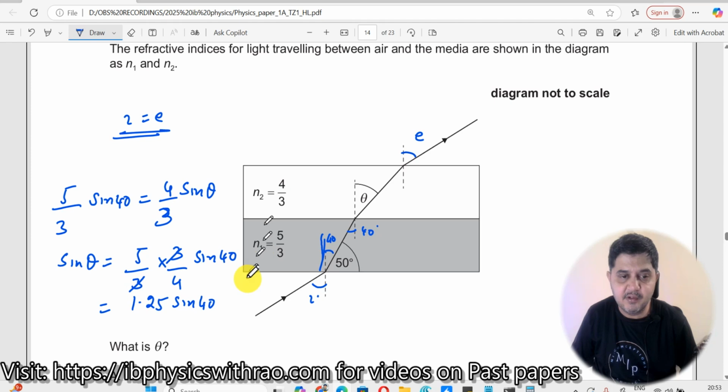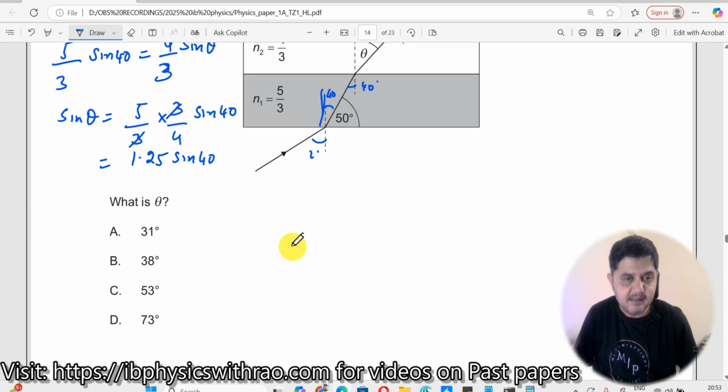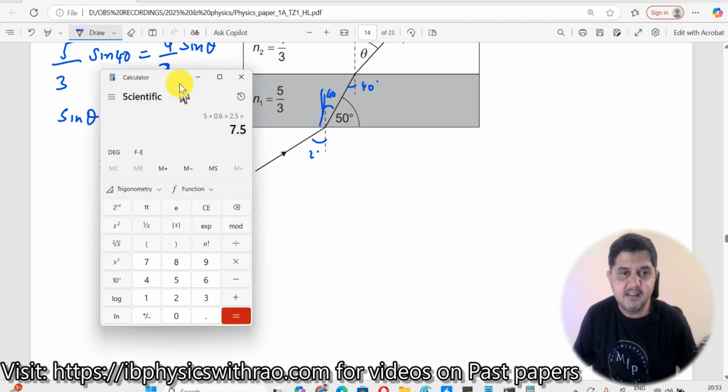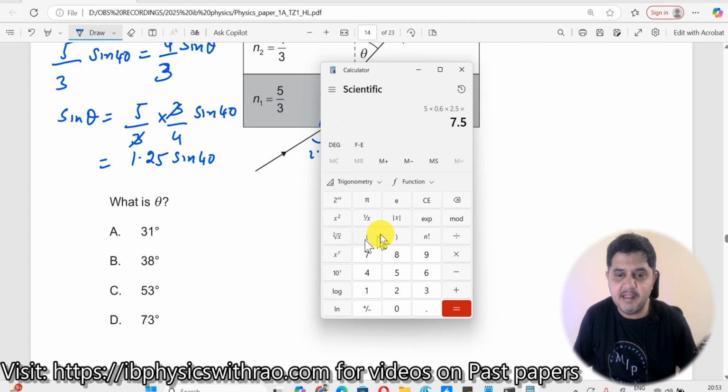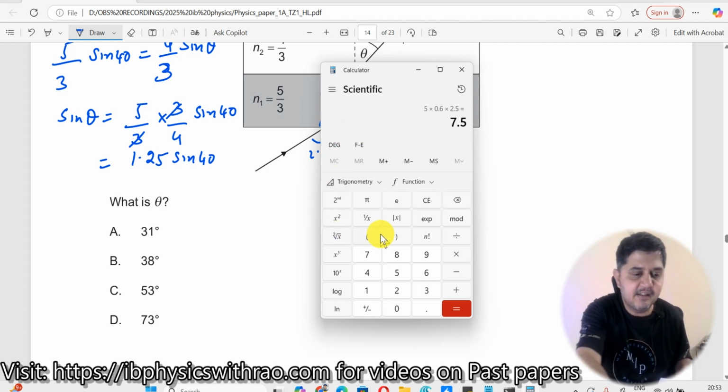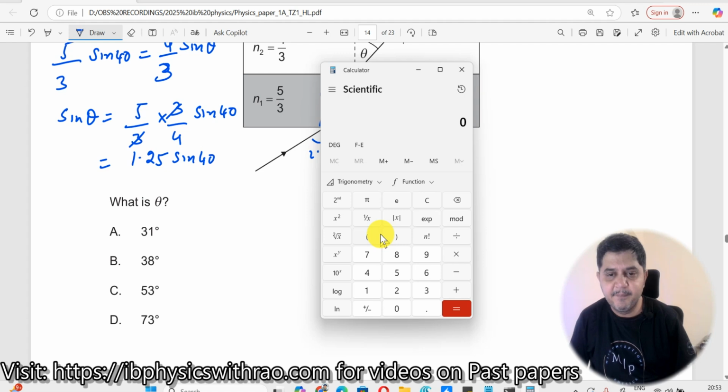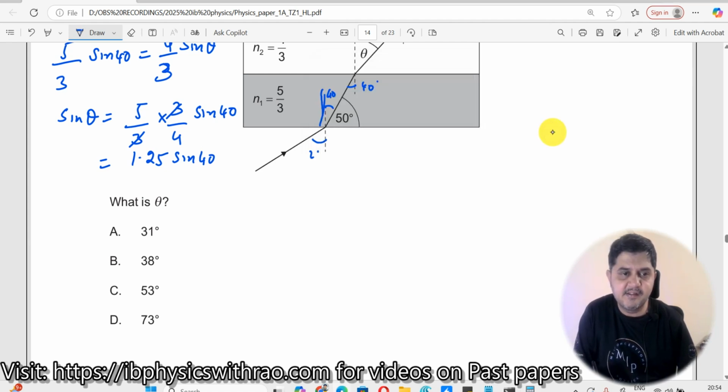So therefore you want to get the value of theta over here. Now let us get the value of sine 40. Most of you know trigonometry, so getting sine 40 should not be difficult. Let us set the calculator and then write sine 40. This is sine 40. So sine of this value is 0.6427.